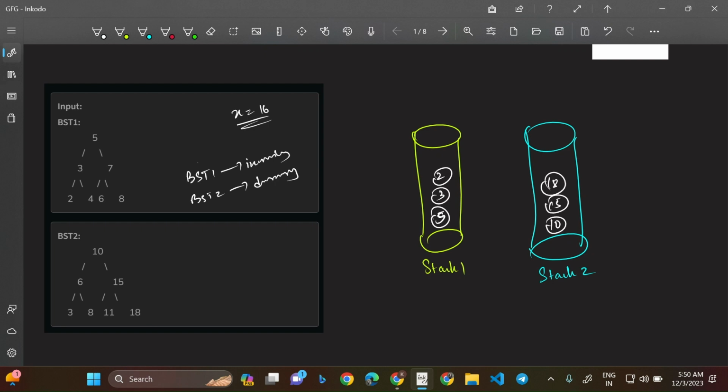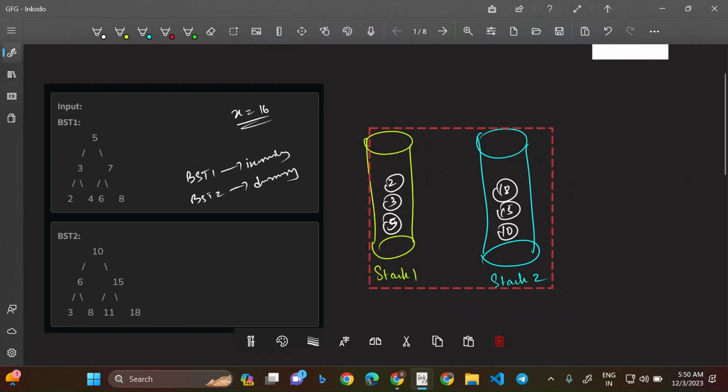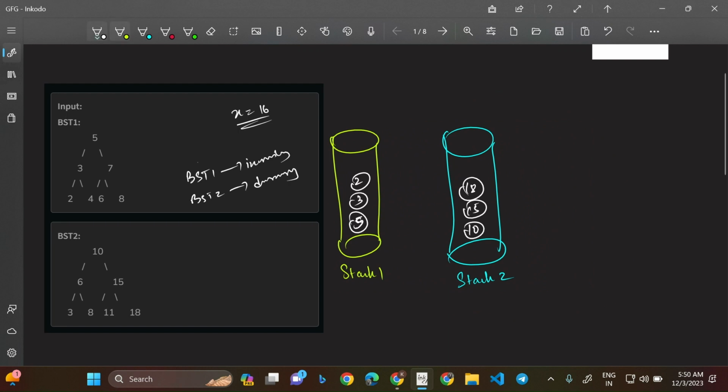Now we'll be taking the sum of these top elements. What is the sum of the top elements? I'll just write this stack 1 and stack 2 beside. So 18 plus 2 is the top elements, isn't it? 18 plus 2 is the top element.